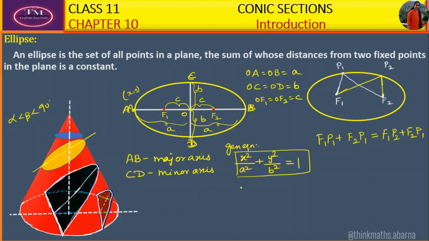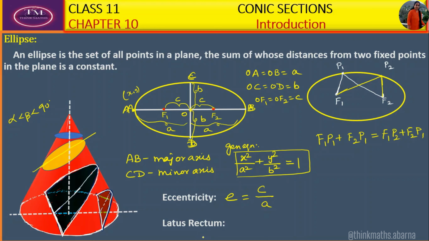Now we should know eccentricity and latus rectum. Okay. So eccentricity is denoted by e. It is nothing but c by a. So c is nothing but the distance between O and focus F1. Okay. So e is equal to c by a.